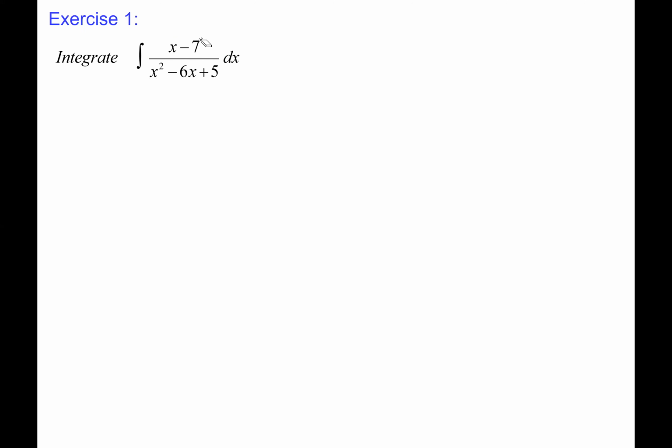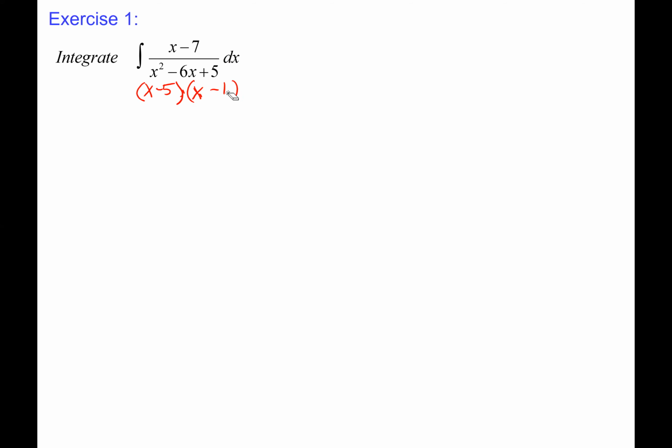Now, the degree of the denominator is 2. That means I can probably expect two partial fractions. But the first thing is I have to try to factor the denominator. And do you think you can help me to factor it? That's my first question. It's x squared minus 6x plus 5. What are the factors? x minus 5 and x minus 1. I'm just copying this from the chat box.